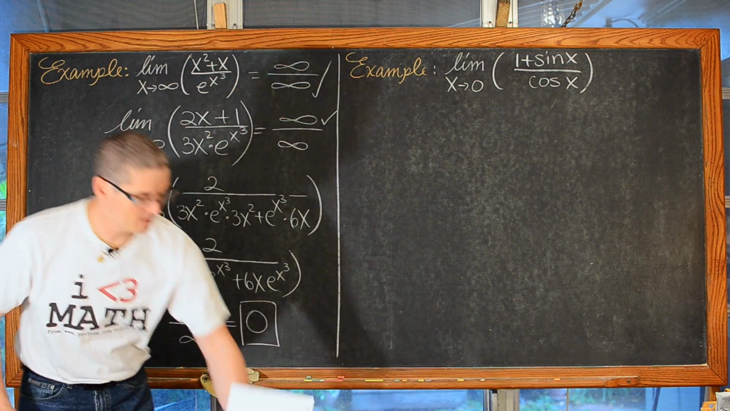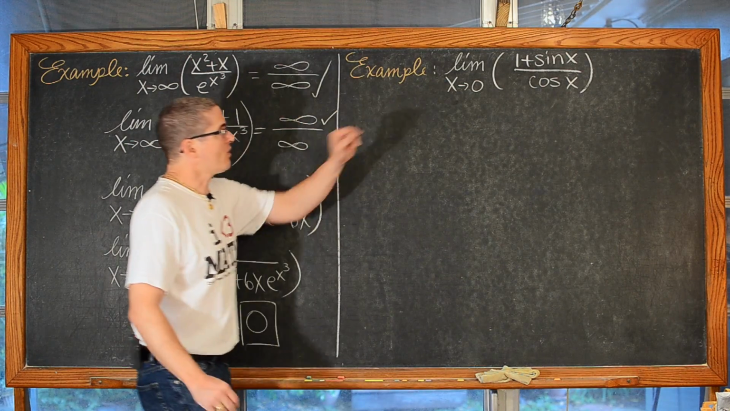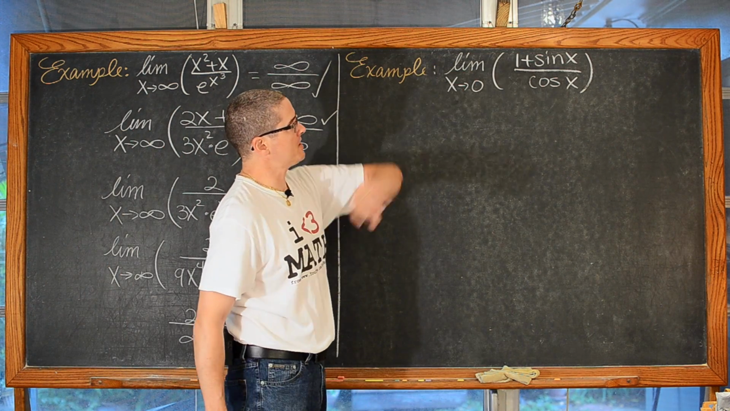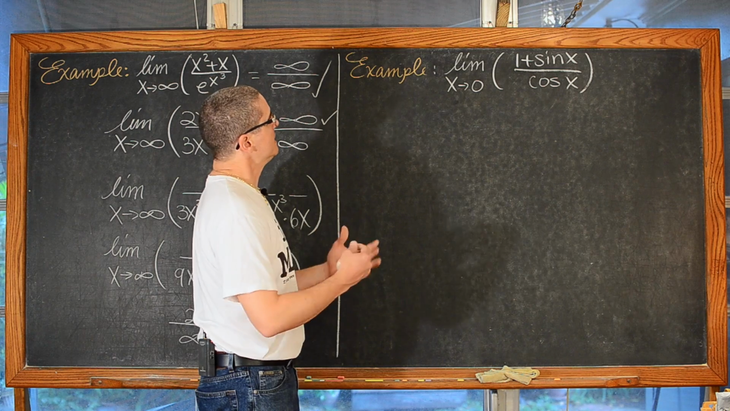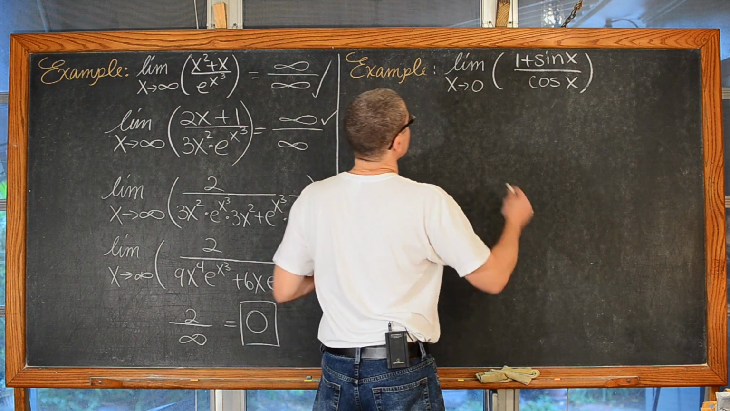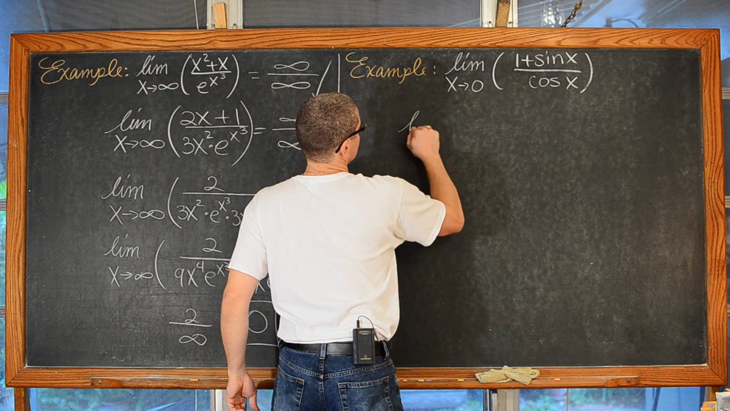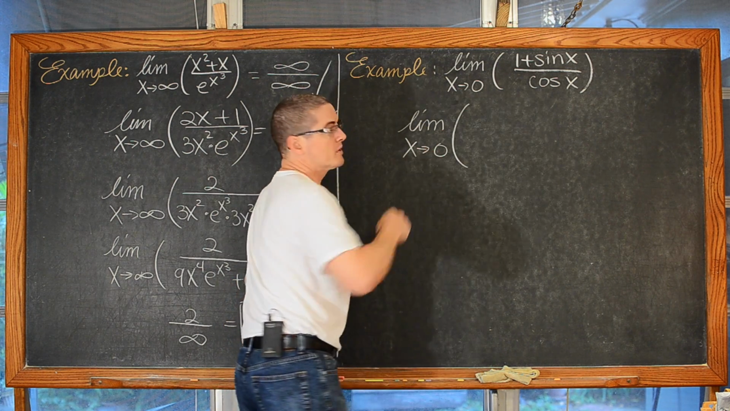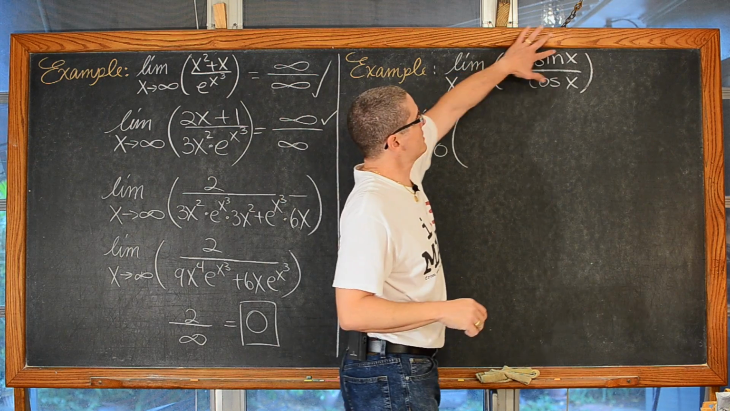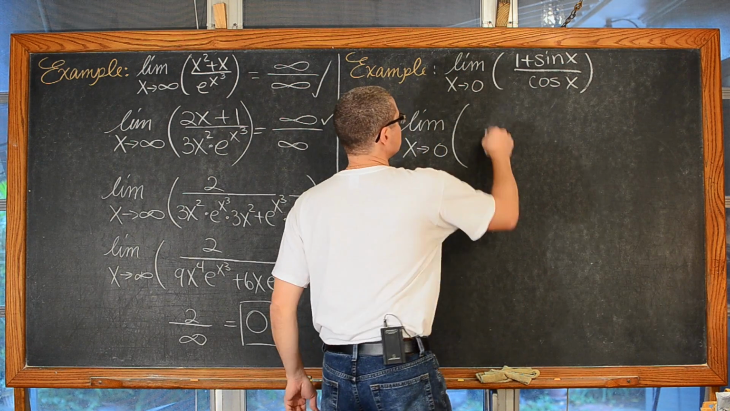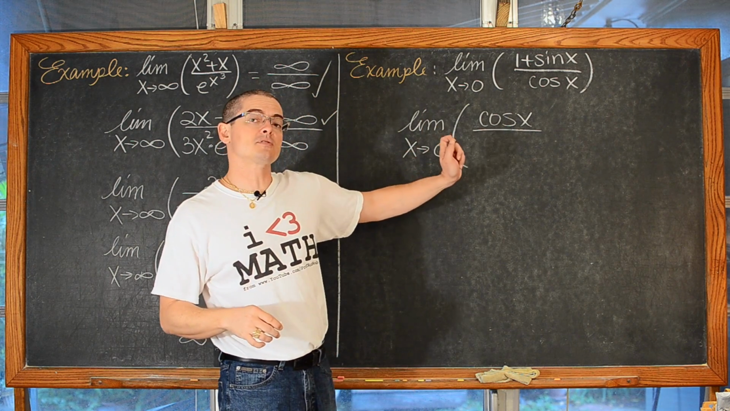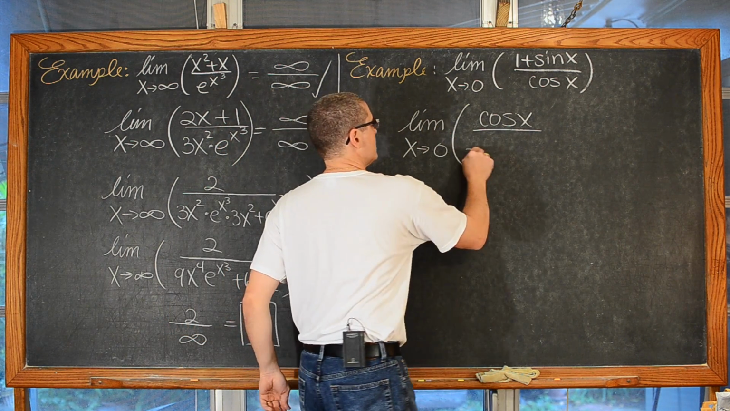Looking good. All right. So for our fourth example, we have the limit as x approaches 0 of 1 plus sine of x over cosine of x. And let's see here. Well, let's just apply L'Hopital's rule. The limit as x approaches 0, the derivative of 1 is 0, the derivative of sine is equal to cosine, and the derivative of cosine is equal to negative sine of x.